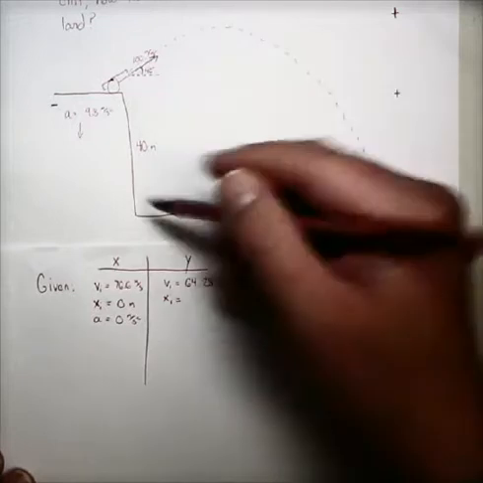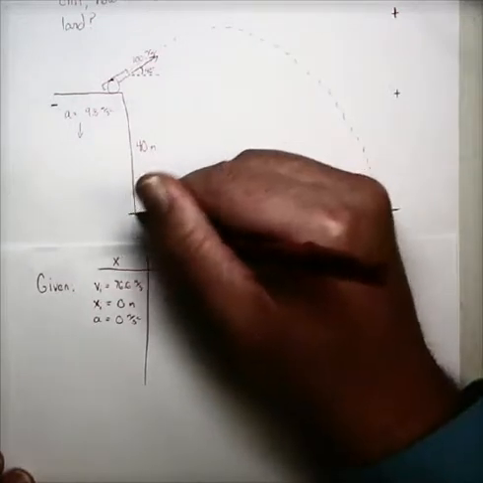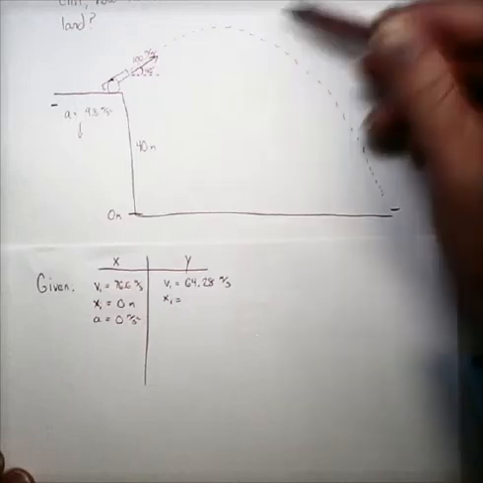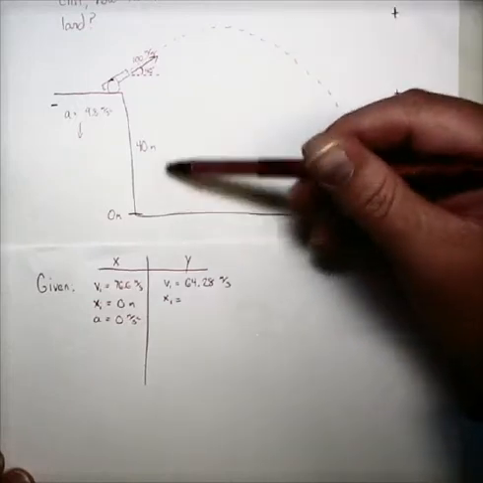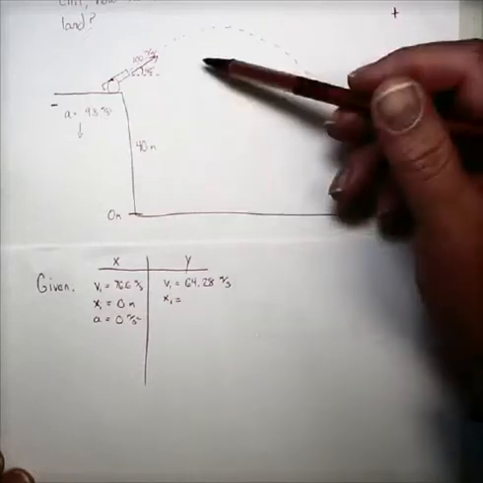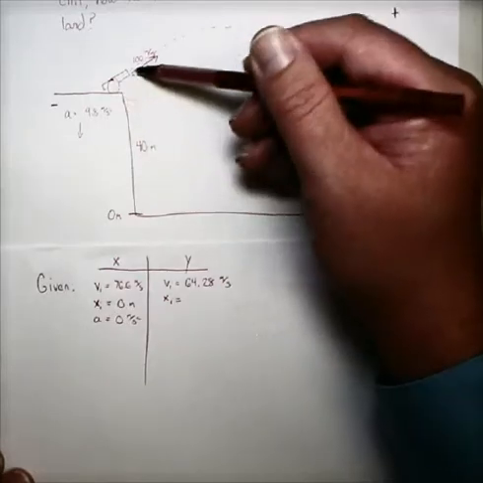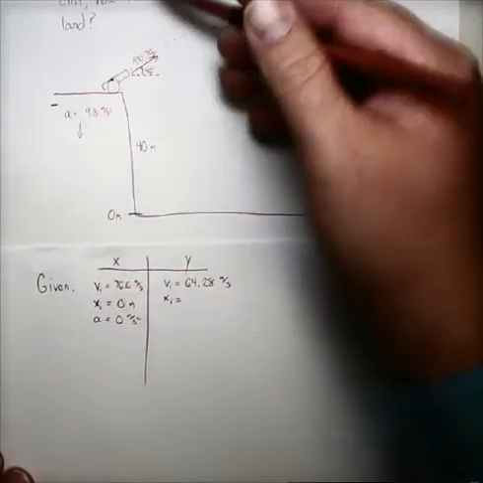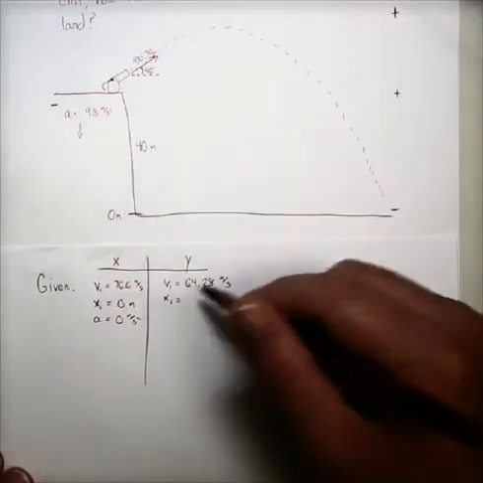However, if I select this as being 0 meters, notice that now all these displacements become of the same sign, and I'm not going to be changing sign as much. But either way you want to work it, you can make this 0 meters or this 0 meters, and that changes the initial position of your cannon in the y direction.